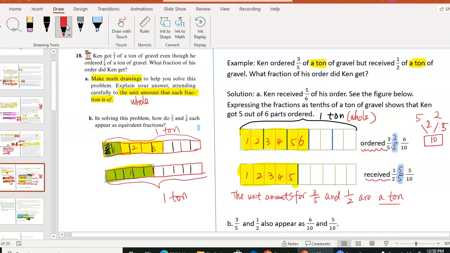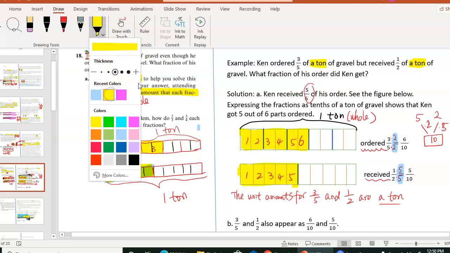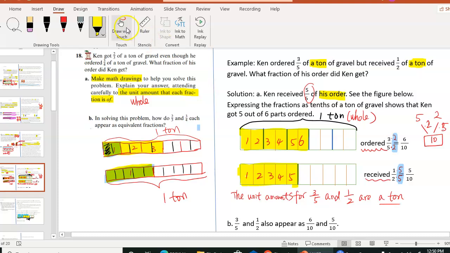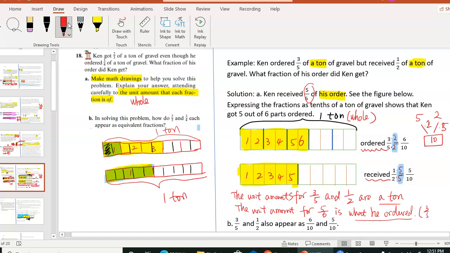But the answer we got is 5/6. The whole for that is not a ton anymore. It's actually his order, which is 3/5 of a ton. So the unit amount for 5/6 is what he ordered. If you want to be more specific, he did not order a ton. It's only a portion of a ton. All right, so that's the first part, part A.